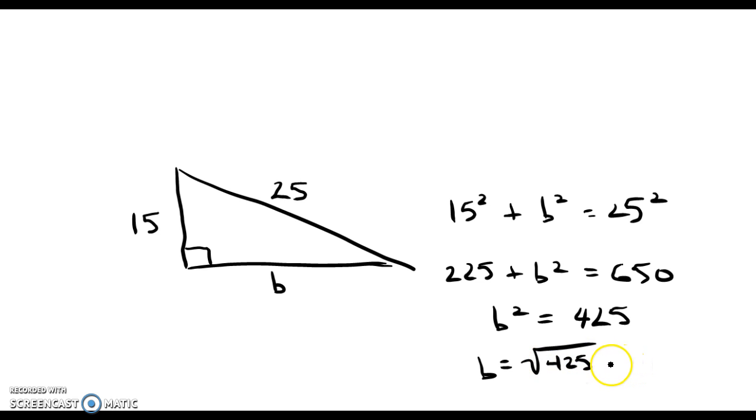So 25 times, to get 425, it's 25 times 17. Take the square root of 25, which is 5, but we're going to keep the 17 on the inside because it doesn't have an even square root.